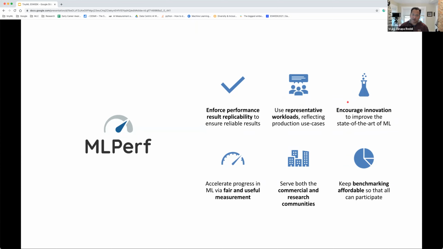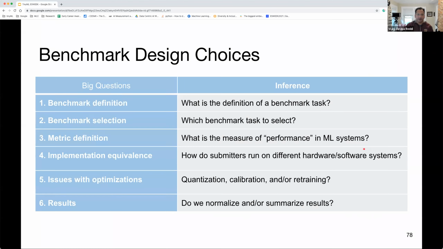Ultimately, the goal is to encourage innovation, so you want to pick workloads that will move the field forward. It has to be fair and useful for everybody in the ecosystem, supporting both commercial entities as well as researchers like you and me, and make sure that all of this benchmarking is affordable. That's an important thing if you want to help everybody in the industry. Not everybody is going to have the same wealth and capabilities as Google, Amazon, Alibaba, and so forth, so it has to be something everybody can participate in. So how do we go about building a benchmark in order to do standardization?